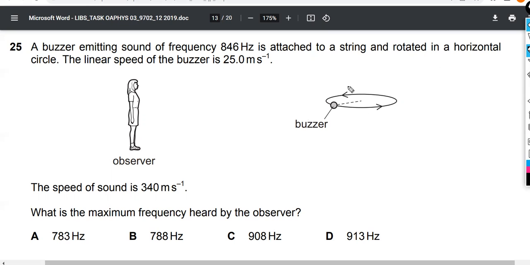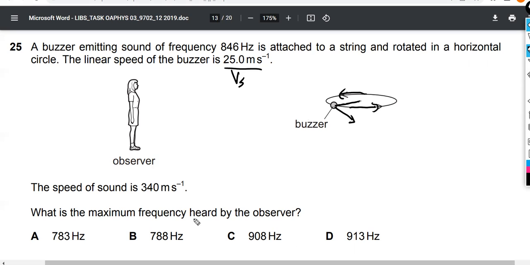All right, so there are times when this observer is going to hear the buzzer at a higher pitch or a higher frequency because the buzzer is speeding towards the observer at a speed of 25 meters per second. Other times we're going to hear a lower pitch because the buzzer is going to be speeding away from the observer at 25 meters per second. And so the linear speed here is sort of like the tangential velocity of this buzzer. That's the velocity of the source.